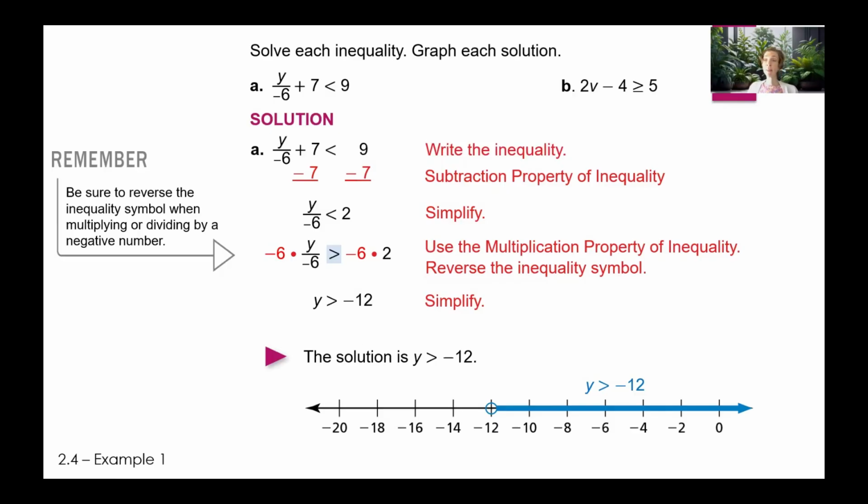And remember, if that does not come intuitively to you, then you can test a point, right? You can test like 0. You can plug in 0 for y and do 0 is greater than -12. And we'd say, is that true? Yes, it is, right? So then 0 has to be in my shaded area. So therefore, I'm shading to the right. Okay. All right, now let's do part B.